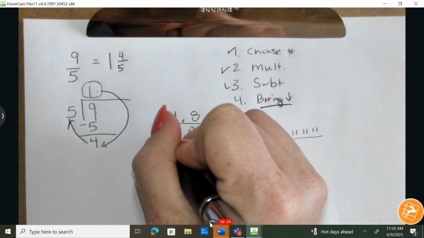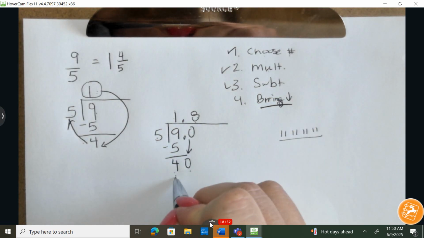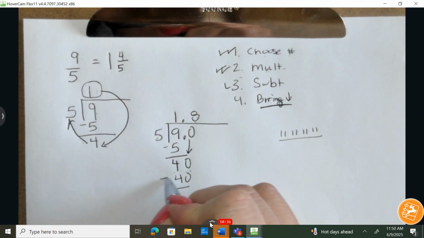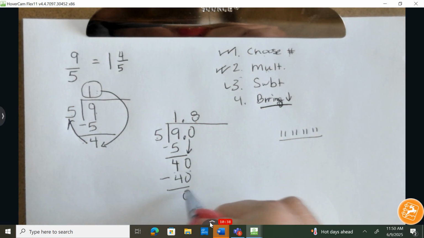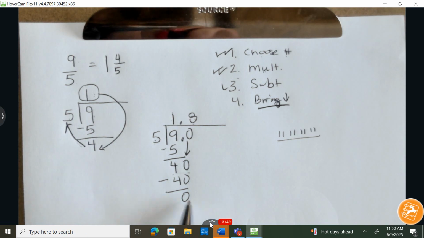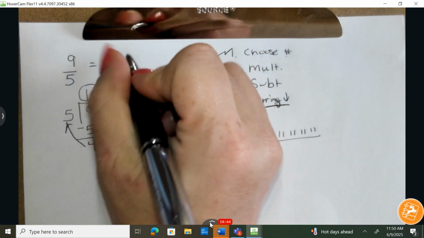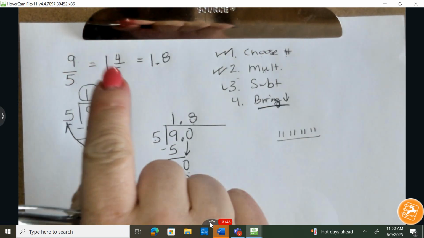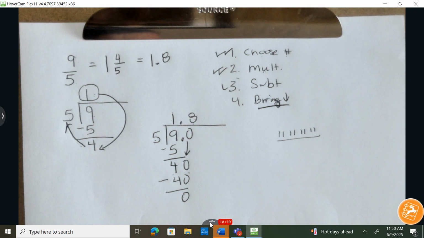8 times 5 is 40. Okay, I chose the number and I multiplied. Now I'm going to subtract. 40 minus 40 is 0, and I'm left with 0. When your remainder is 0, you get to stop. So this is equivalent to 1.8. These are all equivalent forms. Now, a lot of students don't like fractions because they can't visualize what it means.